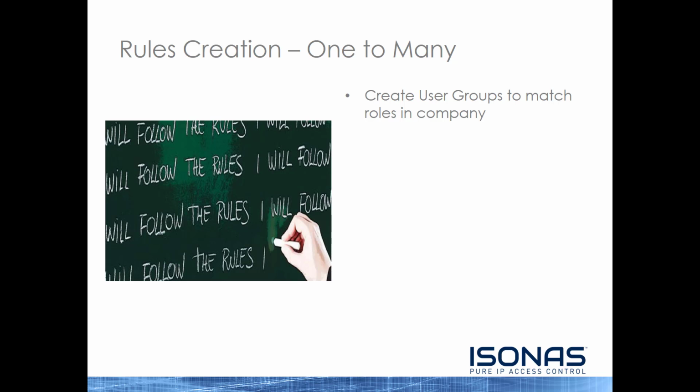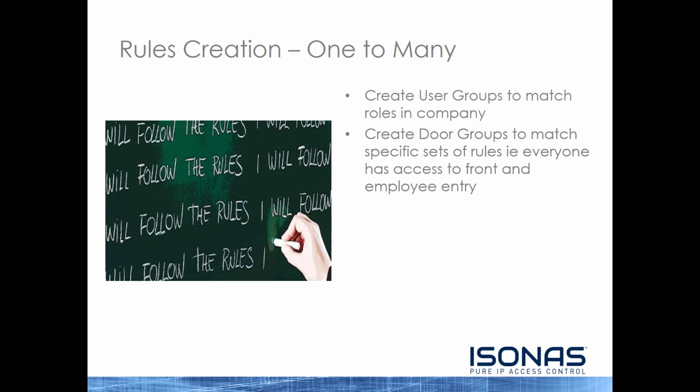Another way of creating rules is what we like to refer to as one-to-many. We create user groups to match roles in a company, basically like we did last time: IT users, HR users, maintenance users, etc. But we create door groups to match specific sets of rules. For example, everyone has access to the front and employee entry, so we create a separate group for that.